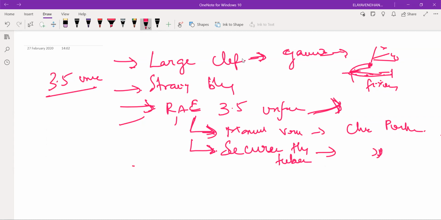What is next? Okay, you have secured, you have checked, it is fine now. Next, connect to the bag or ventilator, manual ventilator or whatever you have, right? Connected.